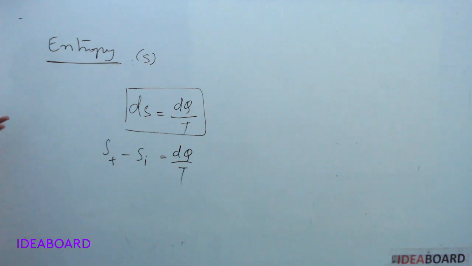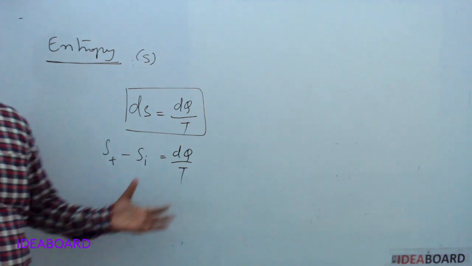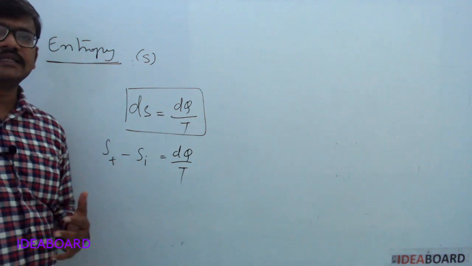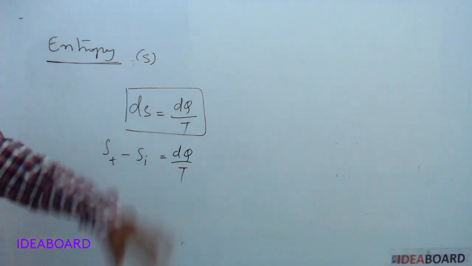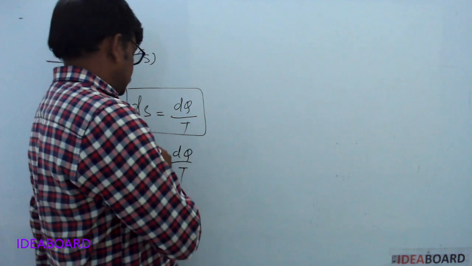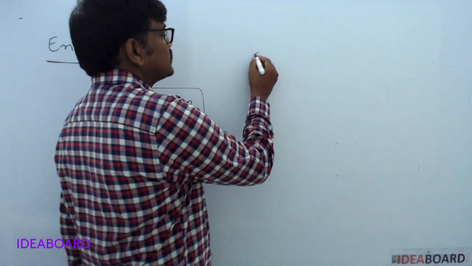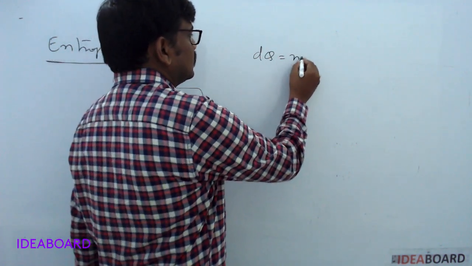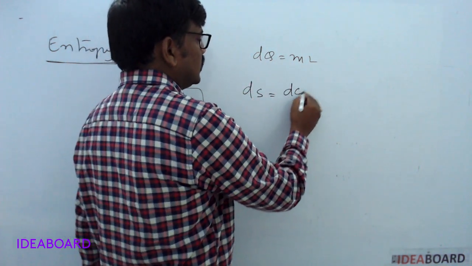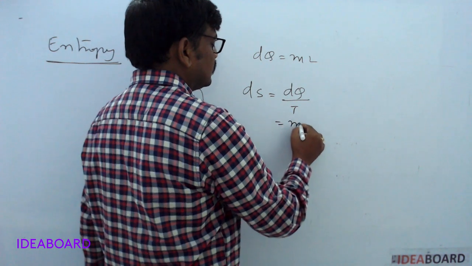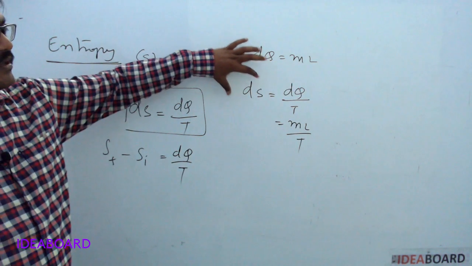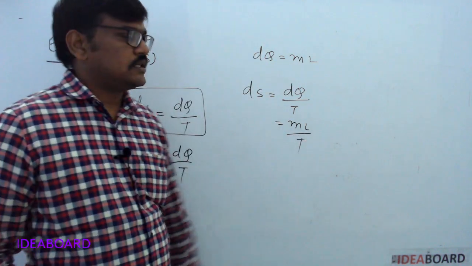So now, the degree of disorder. If disorder increases, entropy also increases. So the disorder in the universe always increases. So entropy in the universe always increases. Now, during change of state, the change of entropy. During change of state, we know that dQ equals m into L. Therefore, the change of entropy dS equals dQ by T, that equals mL by T. So this is the change of entropy during change of state.